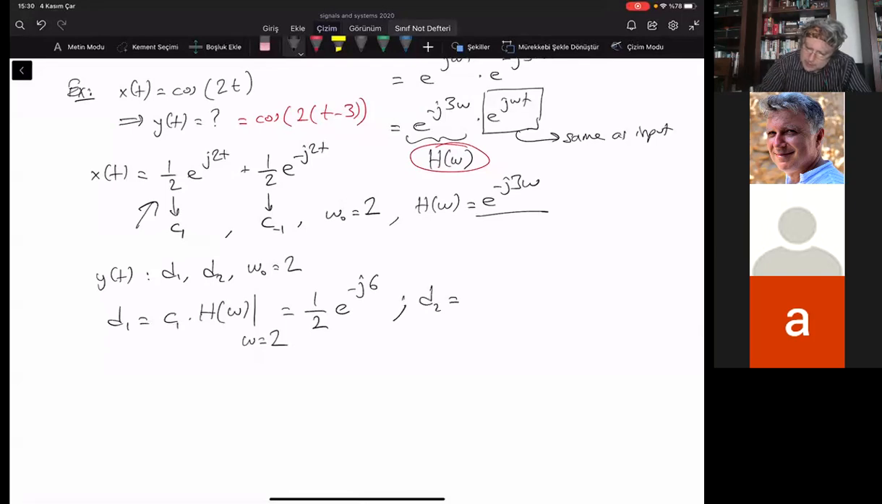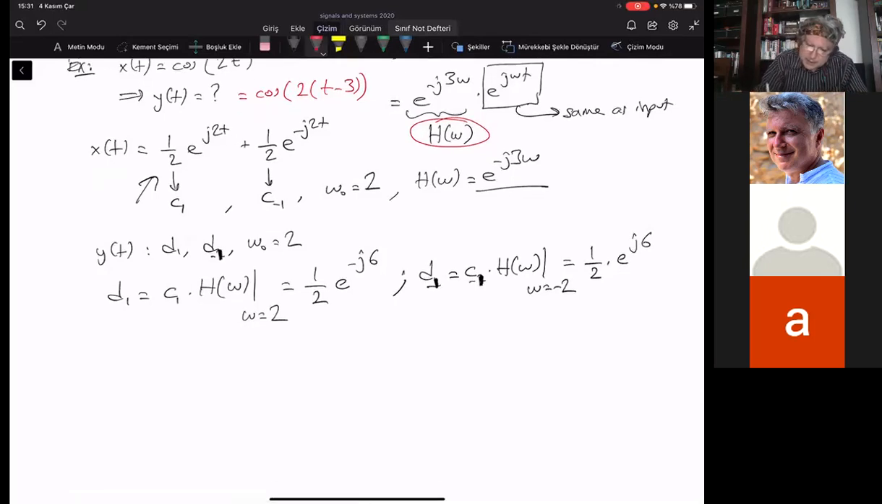Let me also find d2, that is equal to c2 times h of omega at omega equal to minus 2. It's not d2, of course. I have to put d minus 1. I'm sorry about that, I'm just correcting this. There are two Fourier series coefficients, but one is for c1, the other one is for c minus 1, not c2. So d minus 1 is c minus 1 times h of omega at omega equal to minus 1 times omega 0, that is minus 2. And c minus 1 is 1 over 2. And h of minus 2 is e to the minus j times 3 times minus 2, that is e to the j6. That is d minus 1.